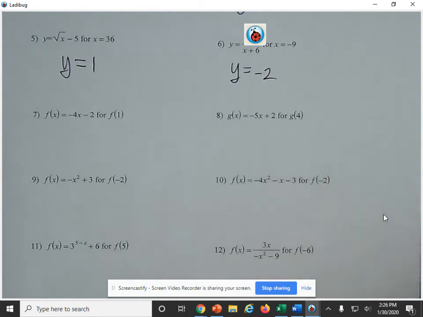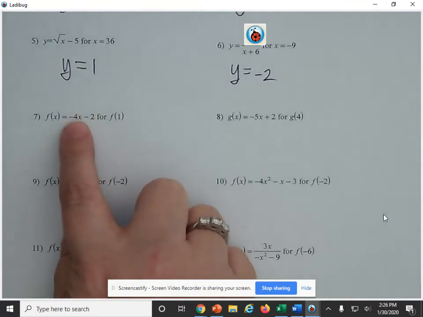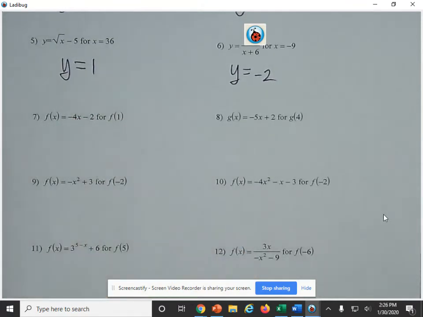Instead of f of x, it's y equals. Instead of y equals, I now have f of x. And then I'm going to take 1, and that's what I'm going to be evaluating for. So I want to plug 1 into this equation. But again, we're going to continue to use Desmos to help us with this.